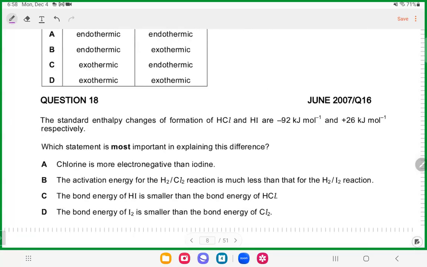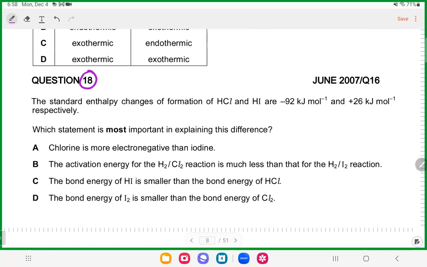Now this question, question number 18. Again, it says the standard enthalpy change of formation of HCl and HI are -92 and plus. Okay. This value is for HCl and this value is for HI. Okay. Which statement is most important for explaining this? Chlorine is more electronegative than... there's nothing to do with electronegativity and this enthalpy change of formation. ठीक है? The activation energy, again, activation energy is related to the rate of reaction, not with the enthalpy change. Now, it says the bond energy of HI.